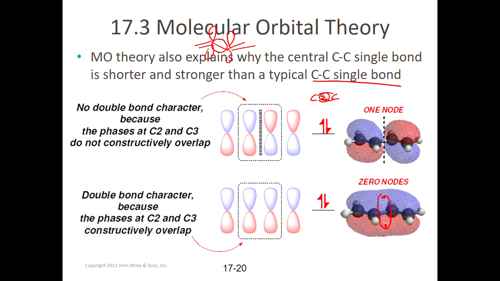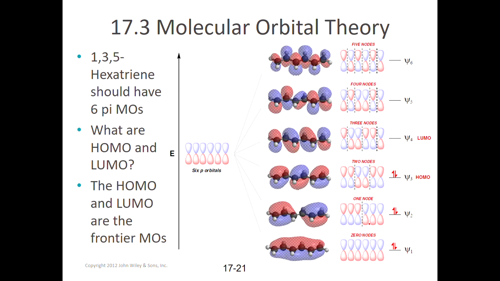and that allows electron density to be in that p orbital, or in the area of the p orbital overlap. That creates a bonding molecular orbital for the electrons to be stabilized. All right, so what if I had 6 carbons with p orbitals all overlapping side by side?